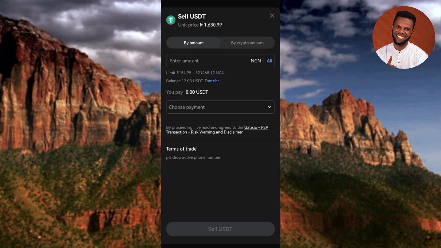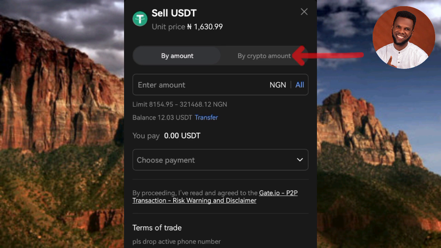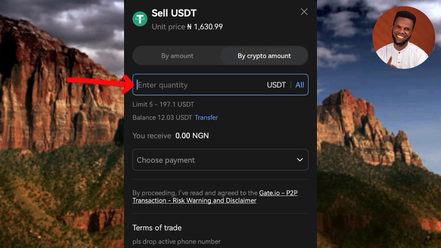So guys, now you can see here is the next step. This is where you have to input the amount of USDT that you want to sell. What you have to do first of all is to tap on where you can see buy crypto amount. You can see it right there. Let me tap on buy crypto amount. Then you have to input the amount of USDT that you want to sell. So let me tap on it.